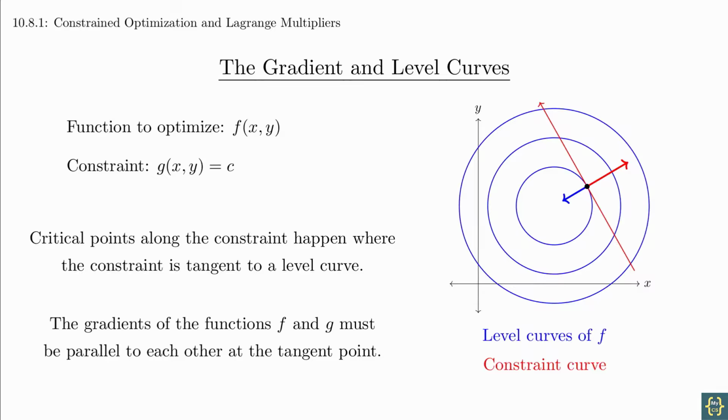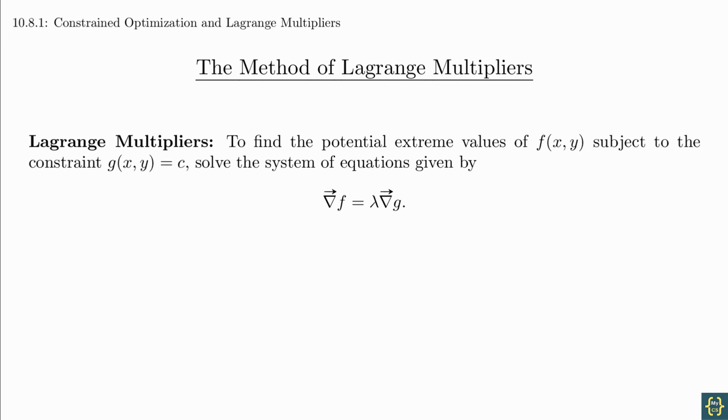We know that two vectors are parallel to each other if they are scalar multiples of each other. And so the gradient of f must be a scalar multiple of the gradient of g. And that gives us the core relationship for Lagrange multipliers. The upshot of all of this is that this very simple formula is the way that we can solve for the extreme values of the function along the constraint.